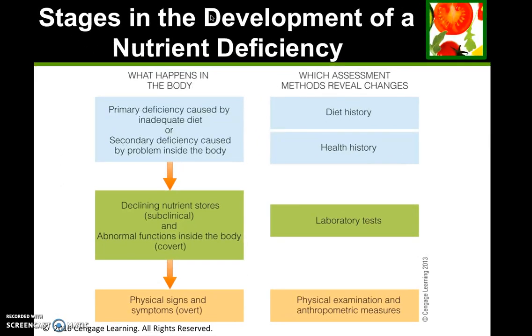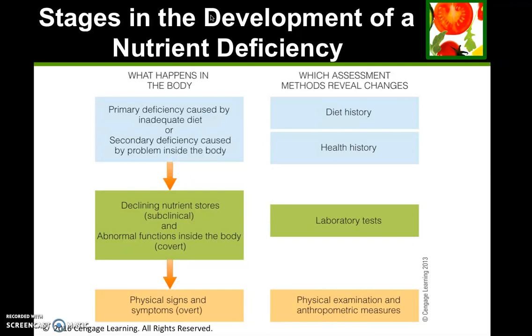Now let's look at the stages in the development of a nutrient deficiency. There are two types of nutrient deficiencies. One is a primary deficiency, and this is one caused when the person doesn't have that nutrient in the diet in sufficient quantities. So an inadequate diet causes a primary deficiency.